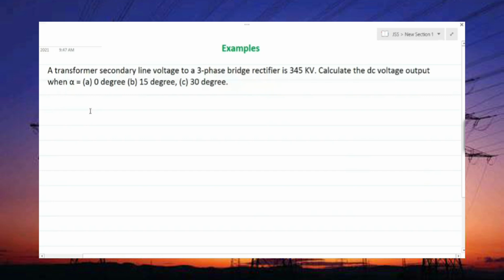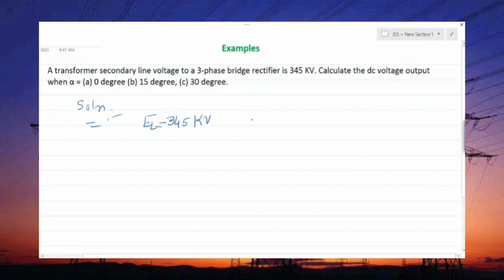So the first example: the transformer secondary line voltage to a three-phase bridge rectifier is 345 kV. Calculate the DC voltage output when alpha is equal to 0 degree, 15 degree and 30 degree. So in this example, the line voltage, denoted by EL, is given as 345 kV.